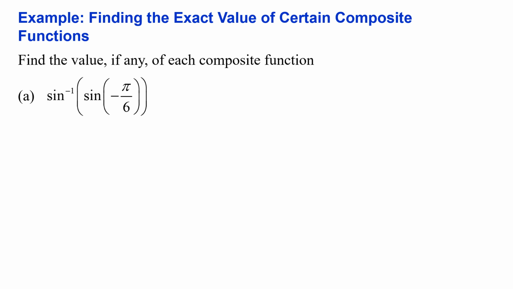In this example, let's consider finding the exact value of certain composite functions. We have 2 parts to this problem, part A and part B, and this problem asks us to find the value, if any, of each of the 2 compositions.